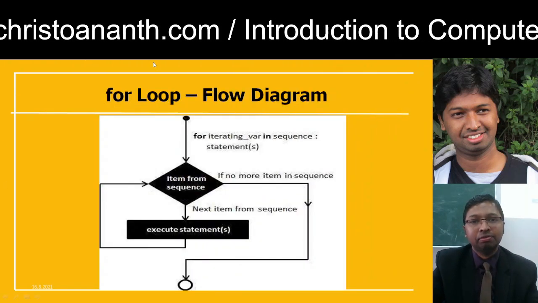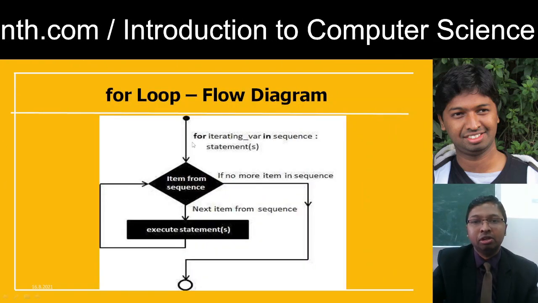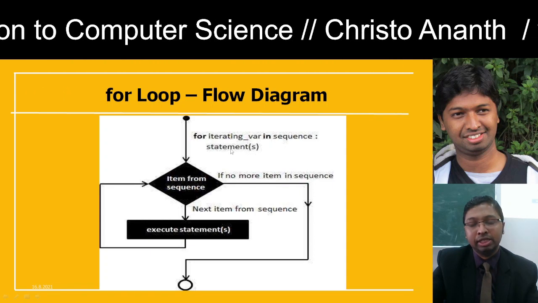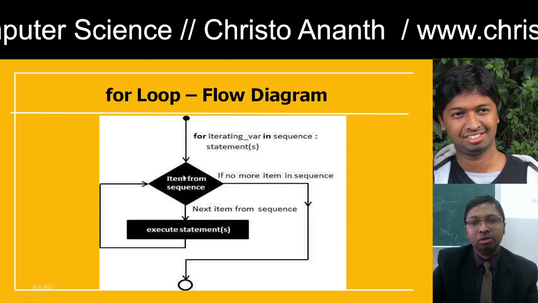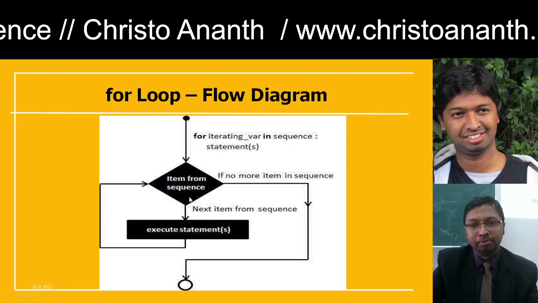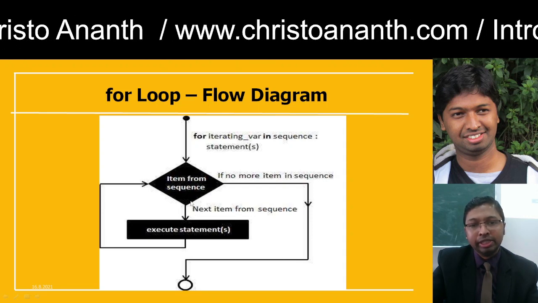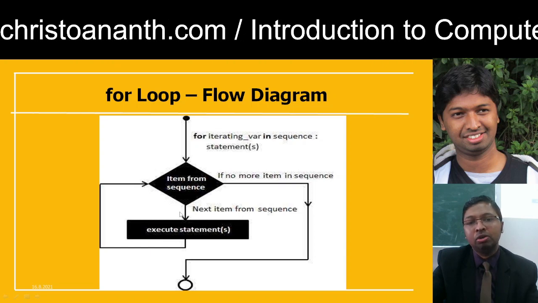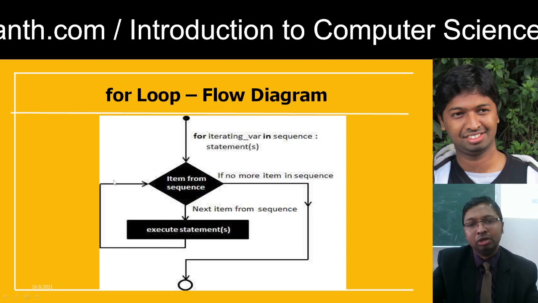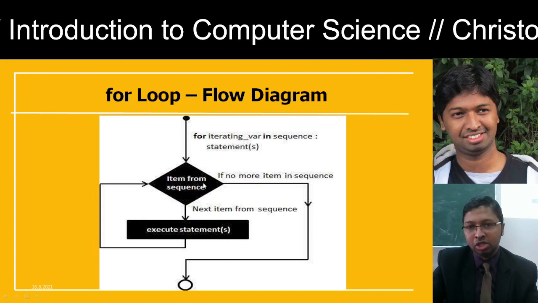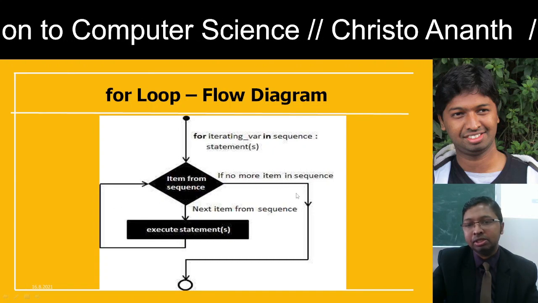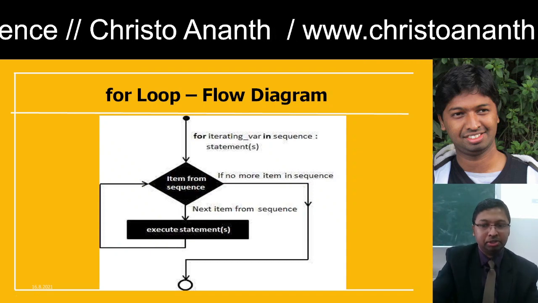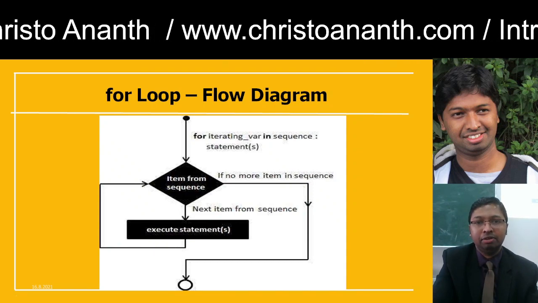So this is the for loop flow diagram. Here you have for iterating variable in sequence, with a set of statements. It will take an item from the sequence, execute the statements, then go back to the loop and proceed to the next item. If there are no more items in the sequence, it will break out and go to the end. So this is the flow diagram for the for loop.